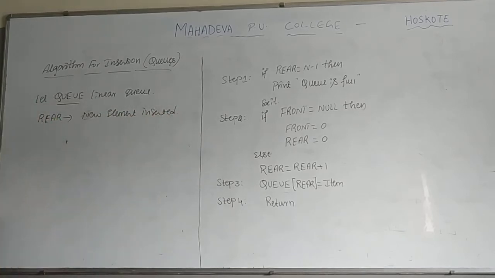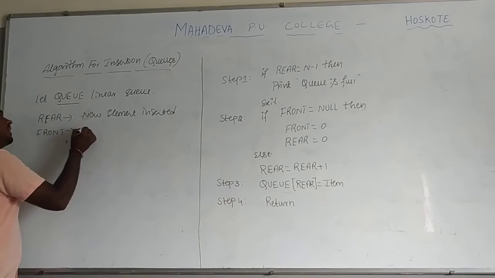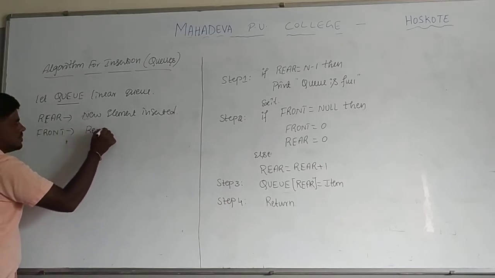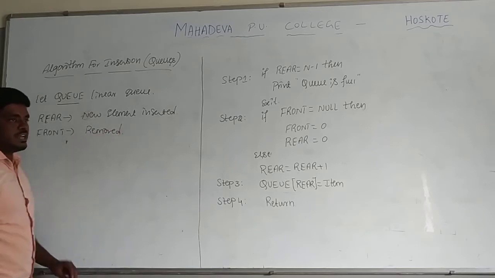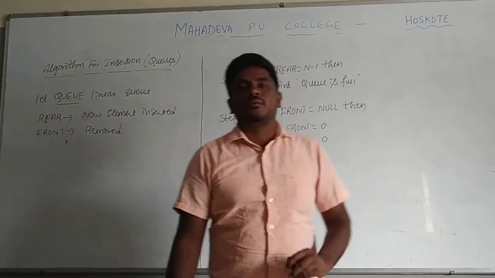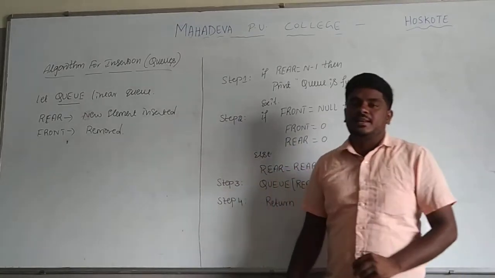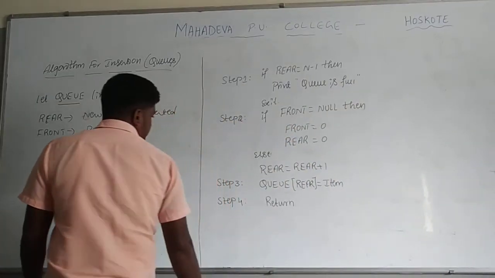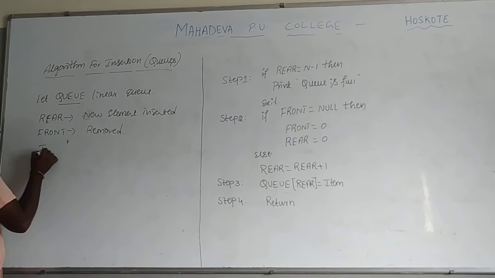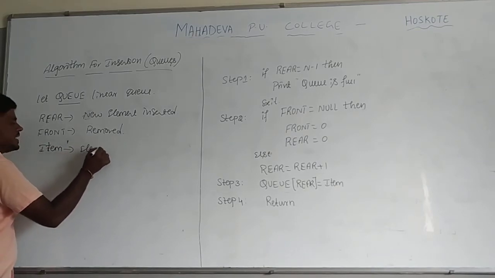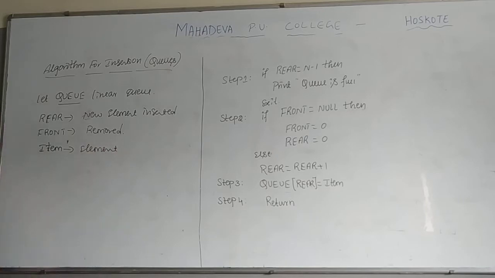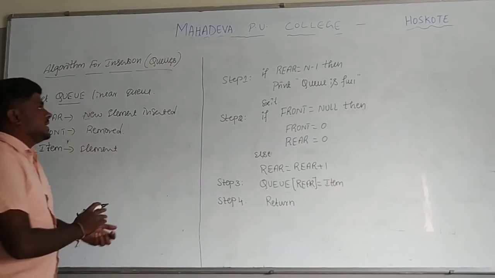Where the new element is inserted will be identified by the rear end. Then the front end contains the location of the first element we remove. The first element we remove will be identified by the front end, because it is a first in, first out process. And item represents the element to be inserted into the queue data structure.